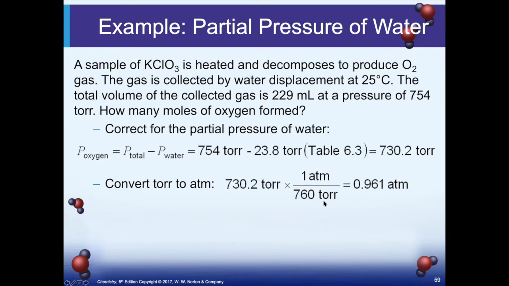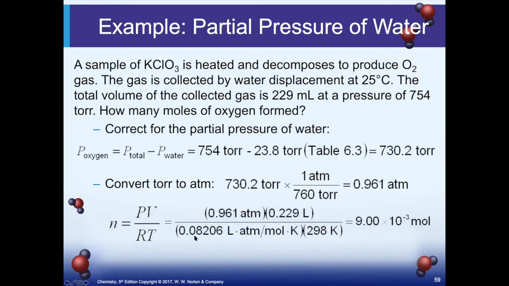Okay. So then you just rearrange your ideal gas law, PV equals nRT. You rearrange it for moles because that's what you're asked to find. And you use the pressure of the oxygen, which we just determined, the volume we're given, and that needs to be converted into liters as well. You can't leave it as milliliters. And then we use R, and we use temperature in Kelvin.